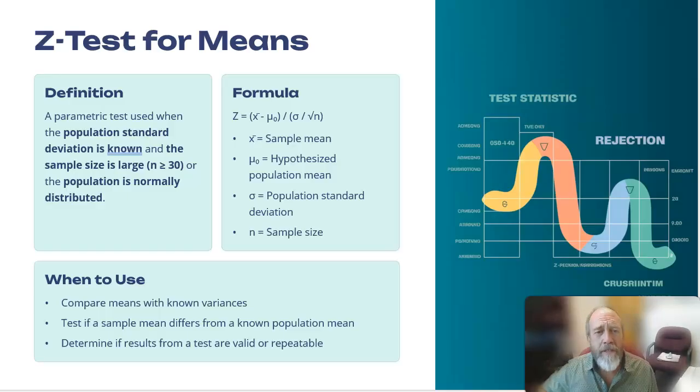So the formula is relatively straightforward. You're just going to take the difference between the sample mean and the hypothesized mean, and you're going to divide by the population standard deviation divided by the square root of the sample size. So the parameters are relatively straightforward. And you use it if you know the variance. The real time that you use it is when you've got a sample mean that you want to see if it differs from a known mean. And in practicality, you're looking to see if a test result is valid.